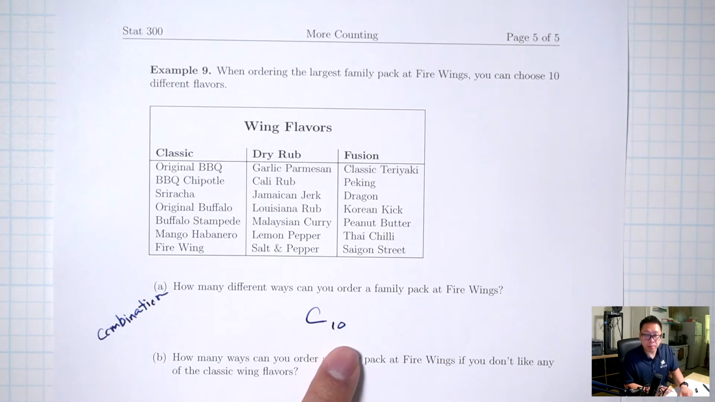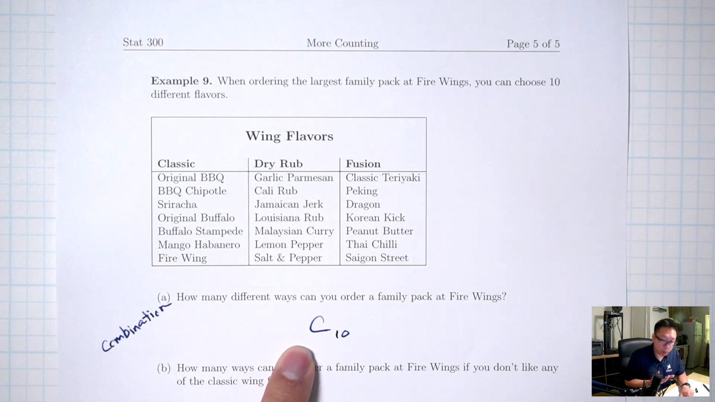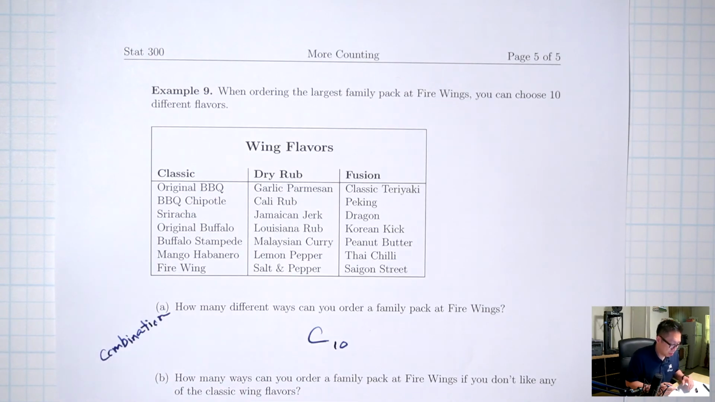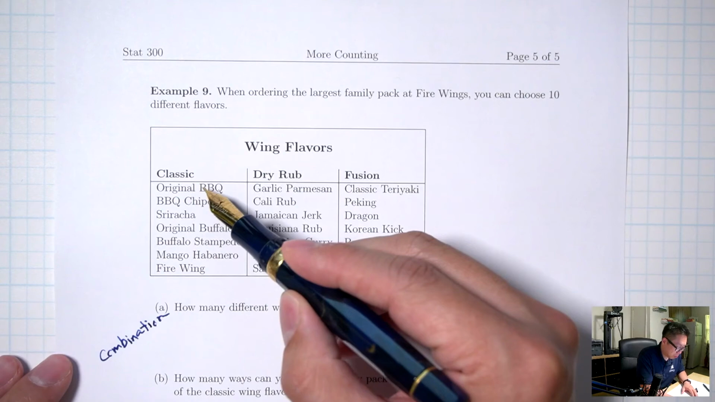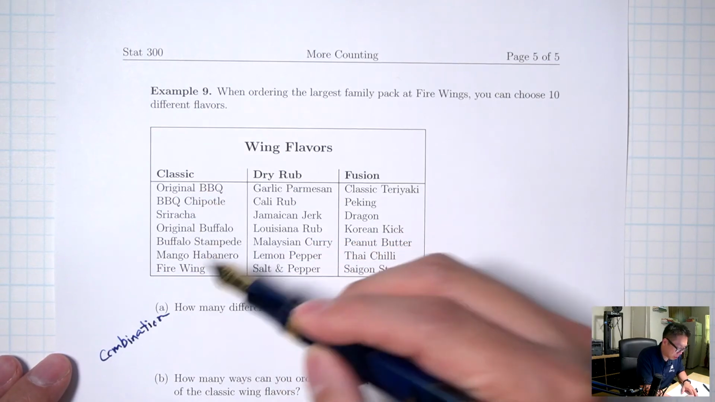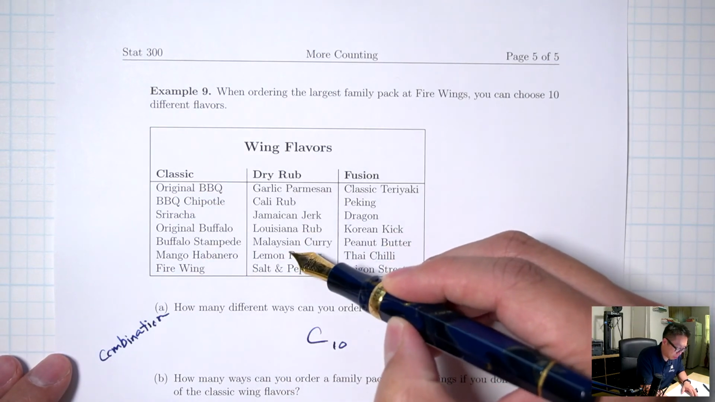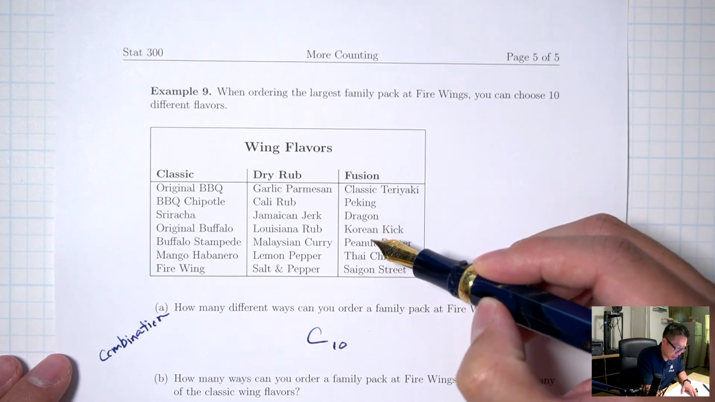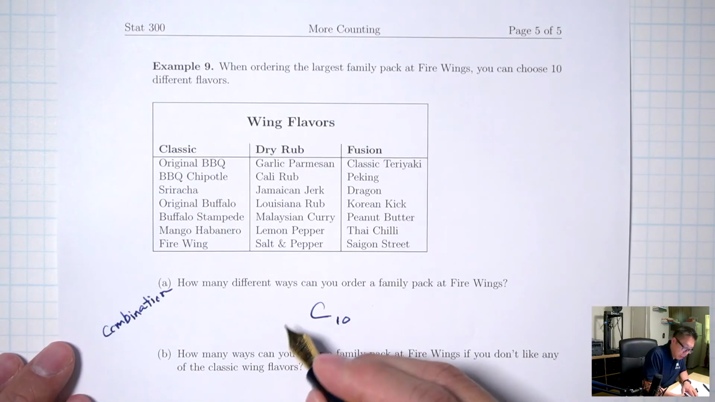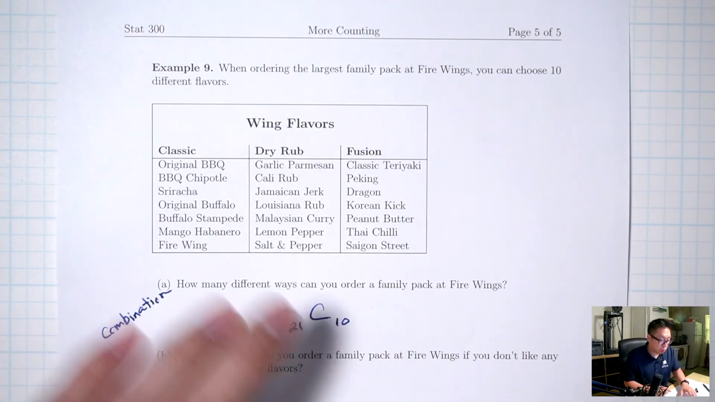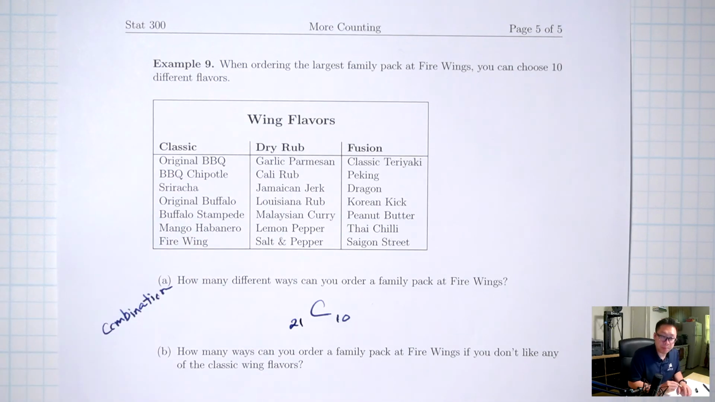We're definitely choosing 10 from a total of how many wing flavors? So let's count how many flavors are here. 1, 2, 3, 4, 5, 6, 7, 8, 9, 10, 11, 12, 13, 14, 15, 16, 17, 18, 19, 20, 21. 21 wing flavors total, and we're choosing 10.